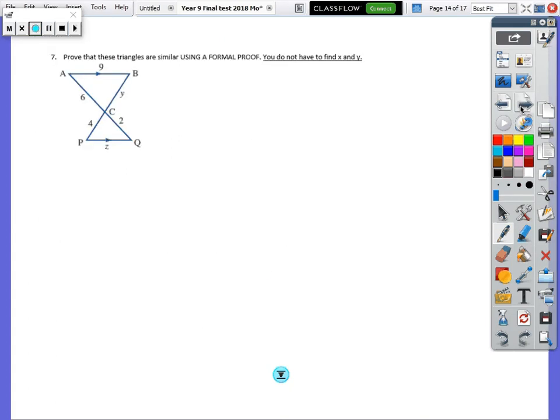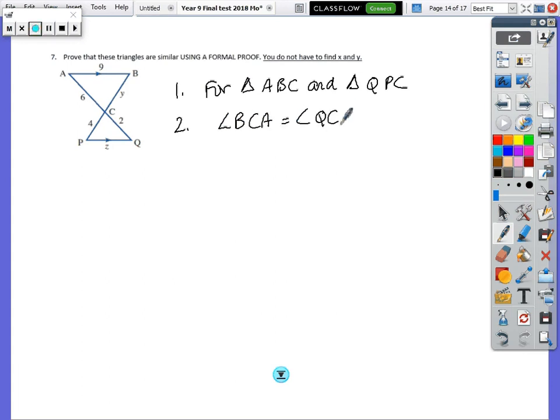Okay, next question. Okay, doing the proof. So introduce the triangles for triangle ABC, and triangle QPC. Reason number 1, angle BCA equals angle QCP. Vertically opposite angles are equal. Next reason, the angle at A equals the angle at Q.